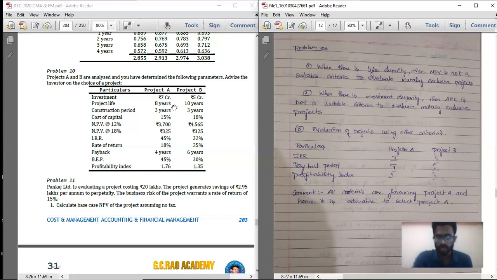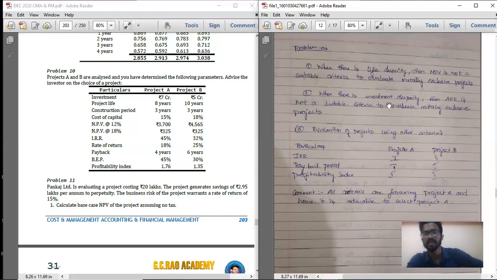So here project A ends at the end of 8 years itself. So project A's lifetime is only 8 years. If you compare project A with project B, which has 10 years, definitely there will be excess cash inflow or cash outflow in the 9th and 10th year. So you cannot compare project B with project A because of the life difference. The period of project life is different, so you cannot compare using NPV. So that is point number 1. Below that, point number 2.